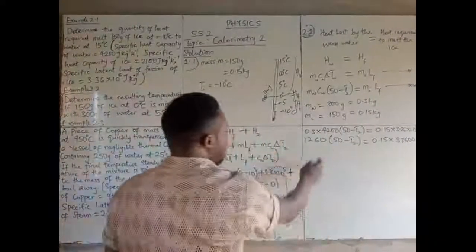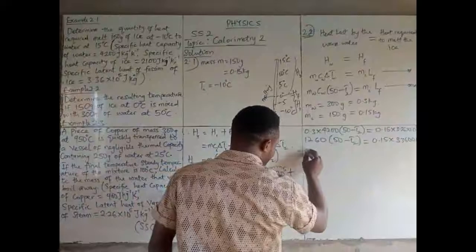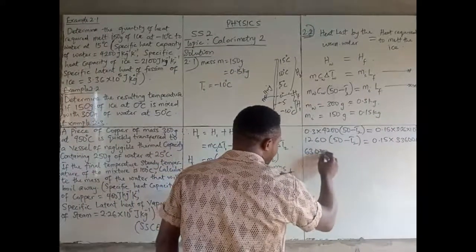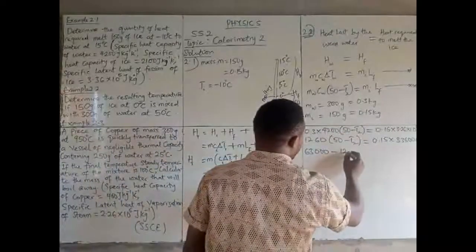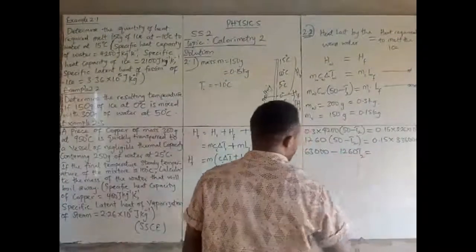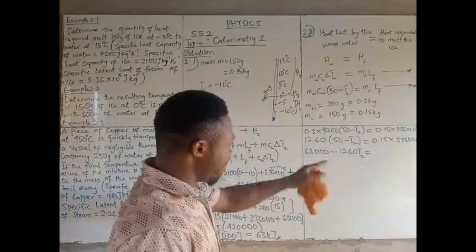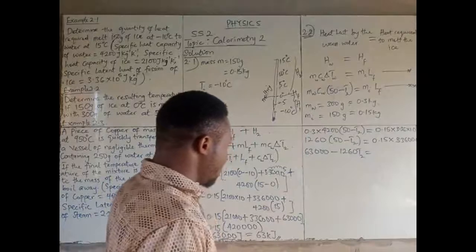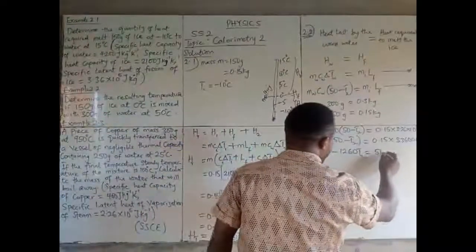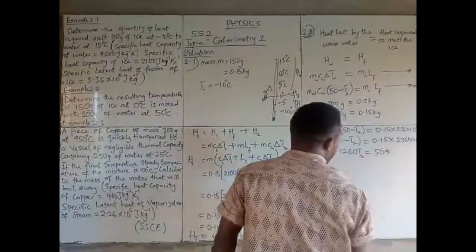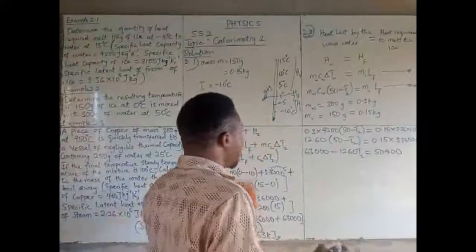Now let's open the brackets. 1260 times 50 will give us 63,000. 63,000 minus 1260 times T2, which is the final temperature. Now 0.15 times 336000. Let's do that. 0.15, one of the zeros we cancel. Then we finally have 50 times 504. Zero has already cancelled zero, you are left with 100. 504, 100, that is 50,400.